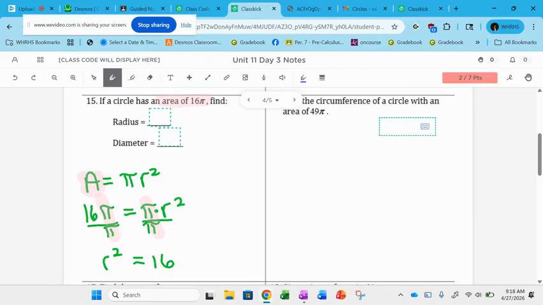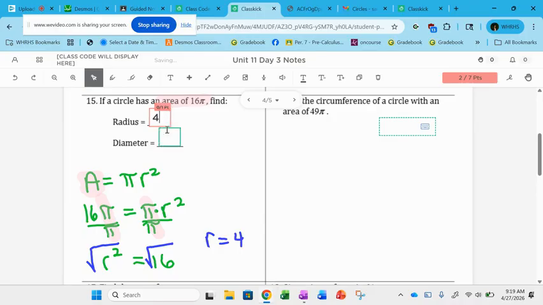To undo a square, you must take the square root. So now the square root of r squared is r. What's the square root of 16? Jay? 4. So now my radius is 4. If the radius is 4, what's the diameter have to be? 8, double the radius.